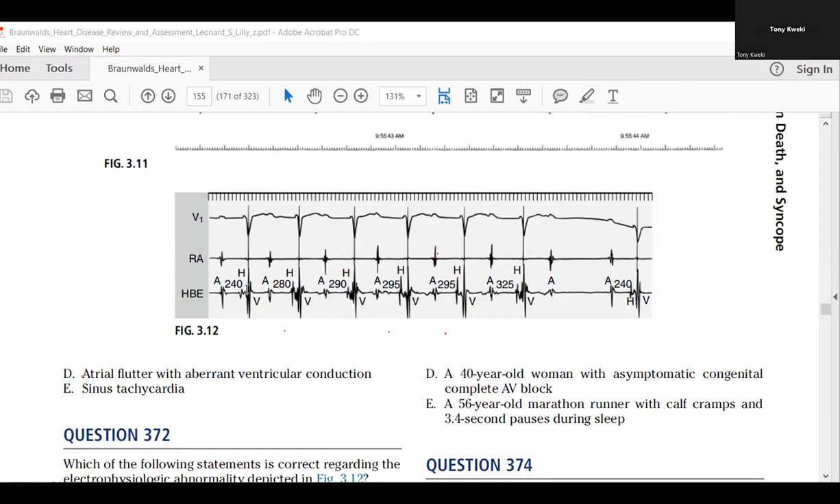Okay. Yes. If you look at the tracing, there are two intervals here. You can have the AH interval and you can also have the HV interval. Instances where you see the AH interval being prolonged, that is most likely, most times, a nodal or supranodal delay that you're having, by the time you begin to have prolongation in the HV interval.